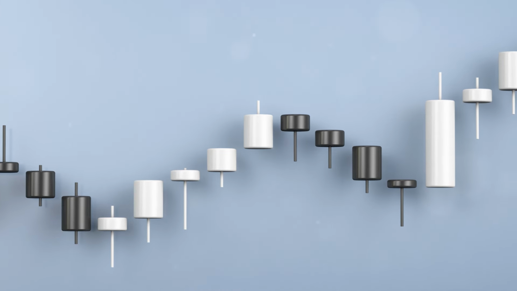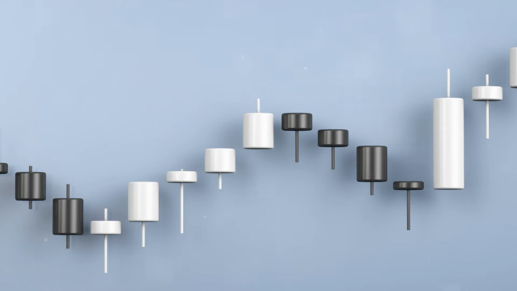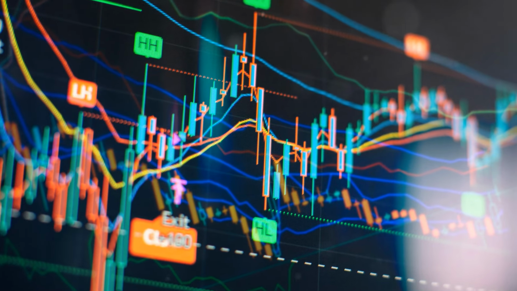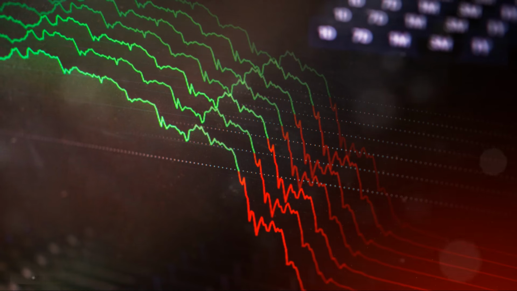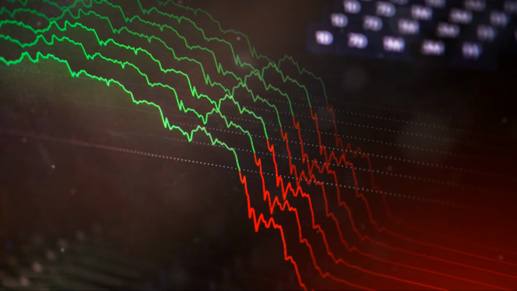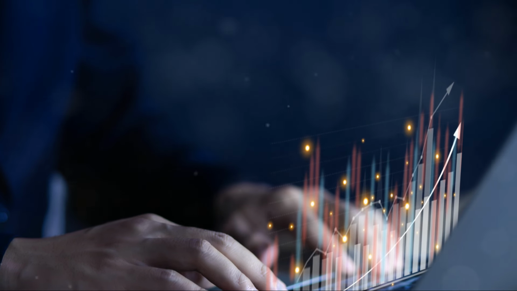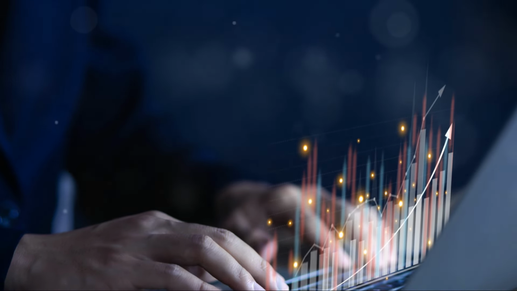Wave 3 often extends beyond the end of Wave 1, accompanied by high trading volume. This extension confirms the strength of the trend and signals that the market is in a robust bullish phase. The high volume during this wave is a testament to the widespread confidence and participation in the market.